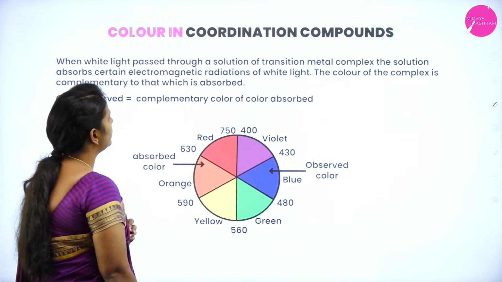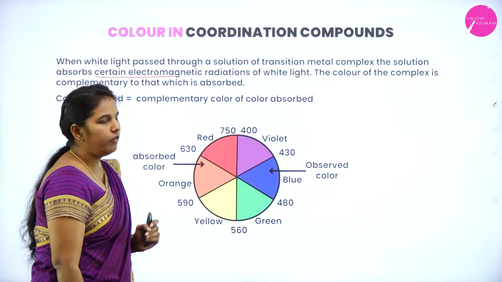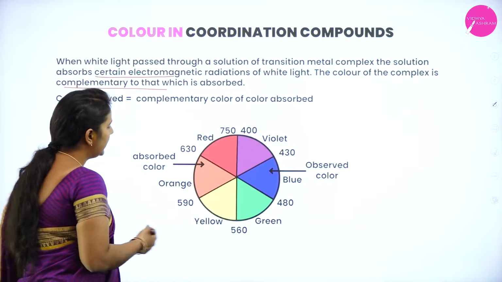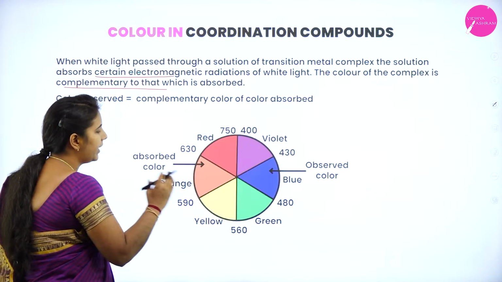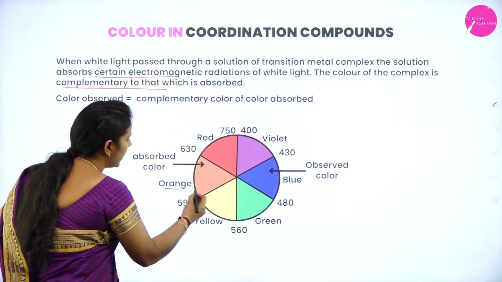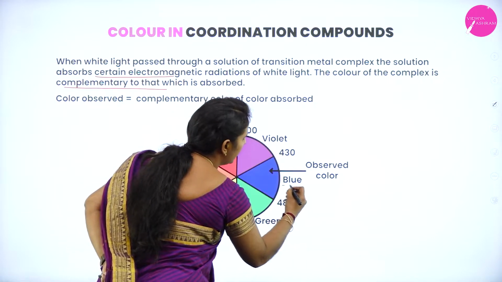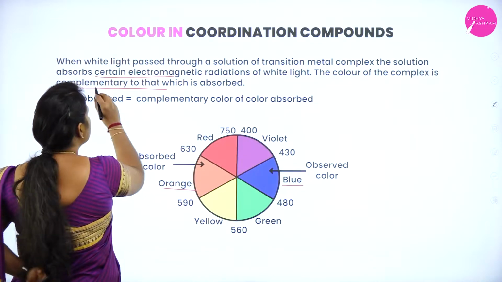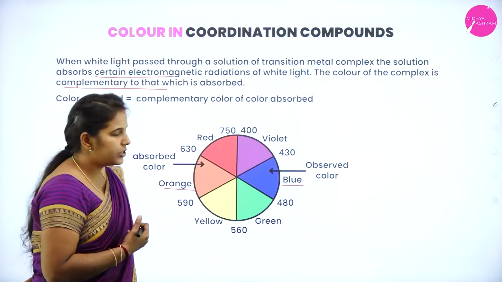So, when white light is passed through the solution of transition metal complexes, the solution absorbs certain wavelengths of electromagnetic radiation. The color of the complex is complementary to that which is absorbed. For example, let us consider this color wheel. Suppose you pass white light through the transition metal complex and it absorbs the wavelength region around 590 to 630, the orange color. When you look at that entire solution, it gives rise to the blue color. This is known as the complementary color, or you can say it is complementary to the one absorbed. That is known as the color in the coordination compound.